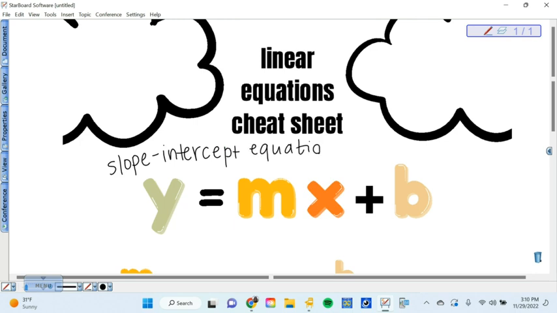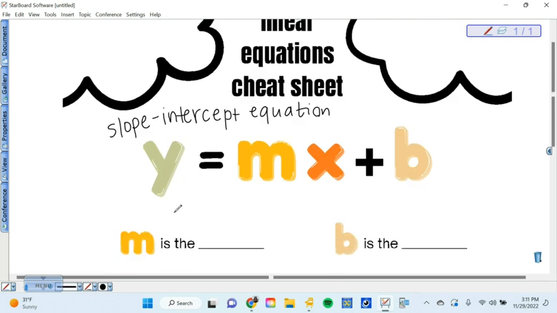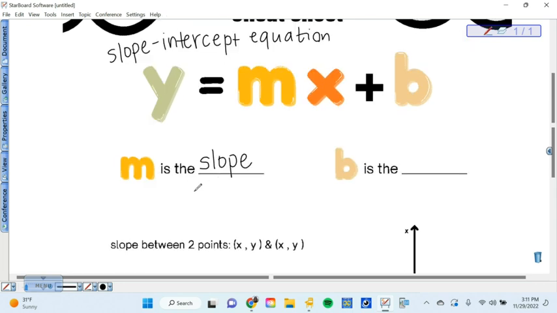And in slope-intercept form, I've got y equals mx plus b. The y and the x are always just y and x. But the m and the b are going to be different numbers. What does the m tell us? Yes. And what can you tell me about slope? Rise over run. Did I hit that? I did. Yes, slope is rise over run.